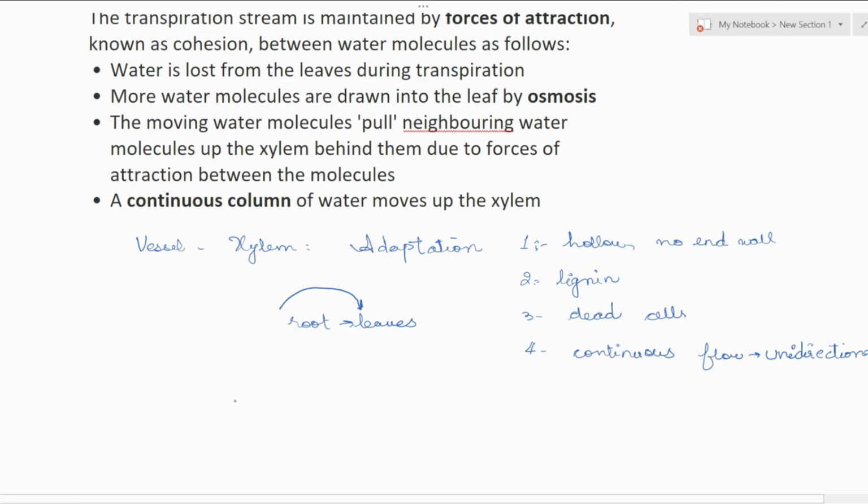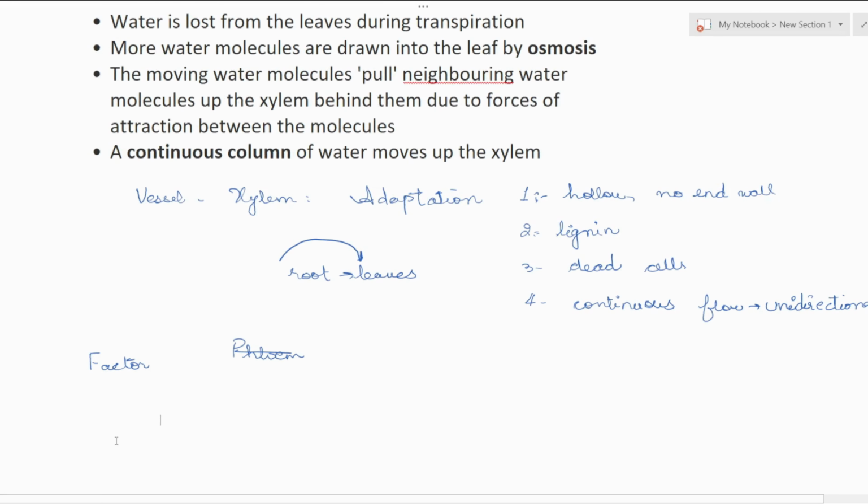Let's compare it with phloem because our next topic is translocation. I have a few more things about transpiration which we will discuss later. First, there are certain factors which affect the rate of transpiration. Number one is temperature. If the temperature increases, what is the effect on transpiration?